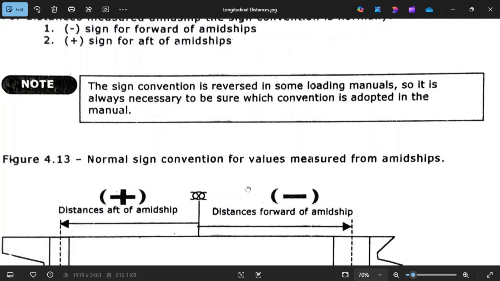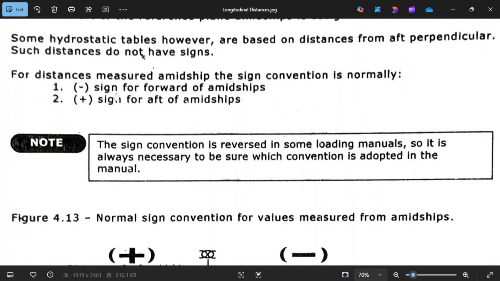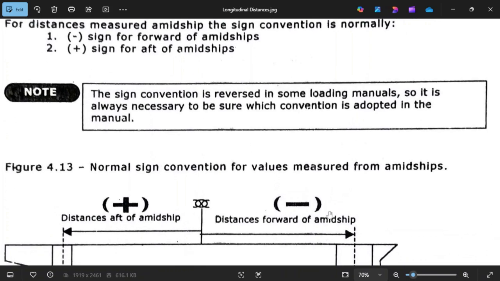This is how it shows, guys. Forward from the middle, it is measured from the middle going forward. This is negative. And from the middle going aft, that will be positive of amidship. So this is what it means: for distances measured amidship, the sign convention is normally negative sign for forward and positive sign when you're aft. From the middle going aft is positive, and from the middle going forward is negative. Okay, I hope that's clear.